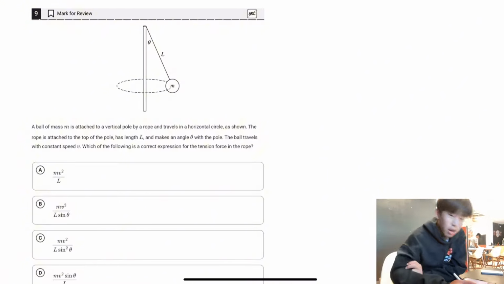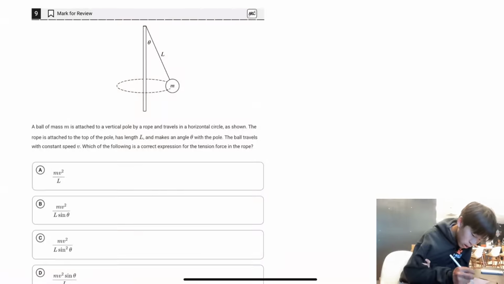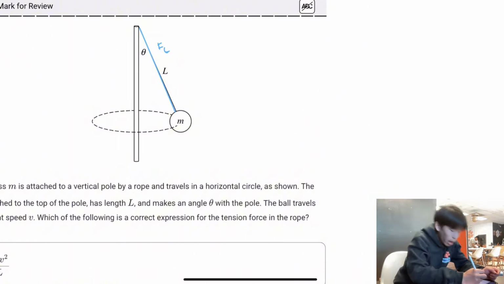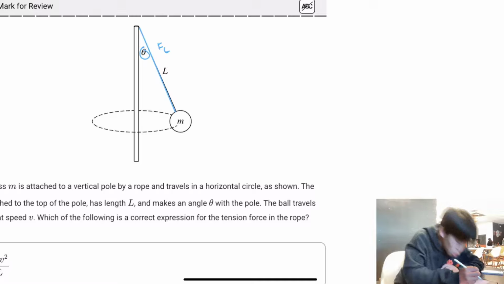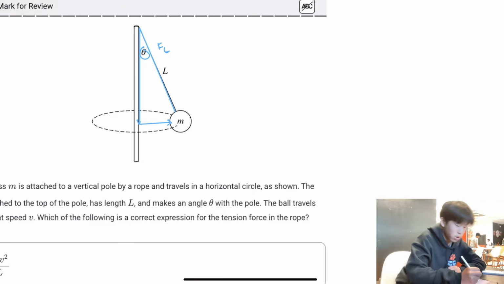So anyway, the first thing we need to do is realize that there is a force of tension in this big string, right? So this is Ft. And then, because it's held at an angle theta, you know there's going to be horizontal and vertical components to the force of tension. So that means over here, this is going to be the vertical component, and this one right here is going to be the horizontal component.